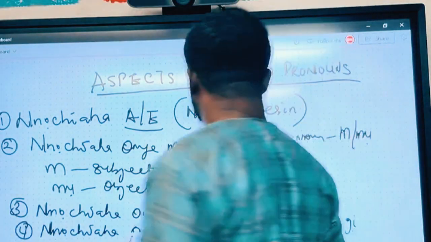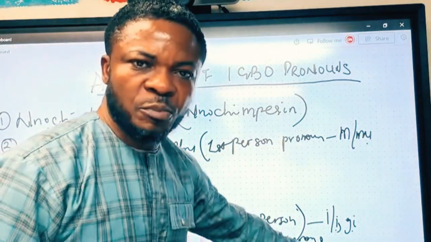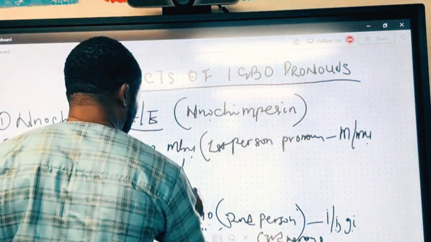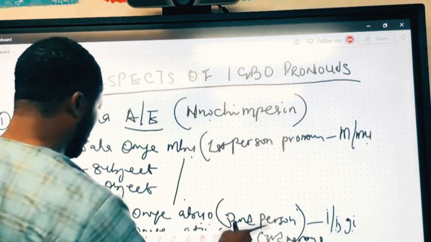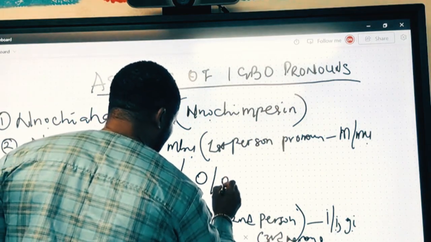So I'm going to continue here. I'm going to write the third person pronoun here, please. And that is, onye atọ now is O and O.